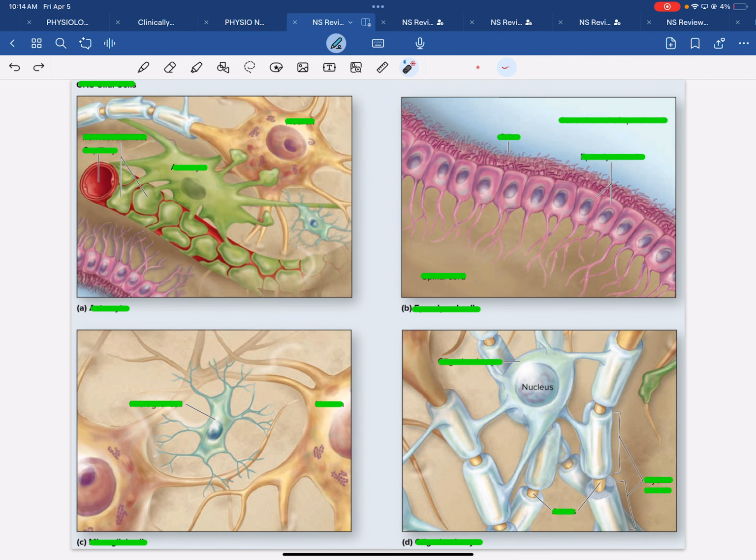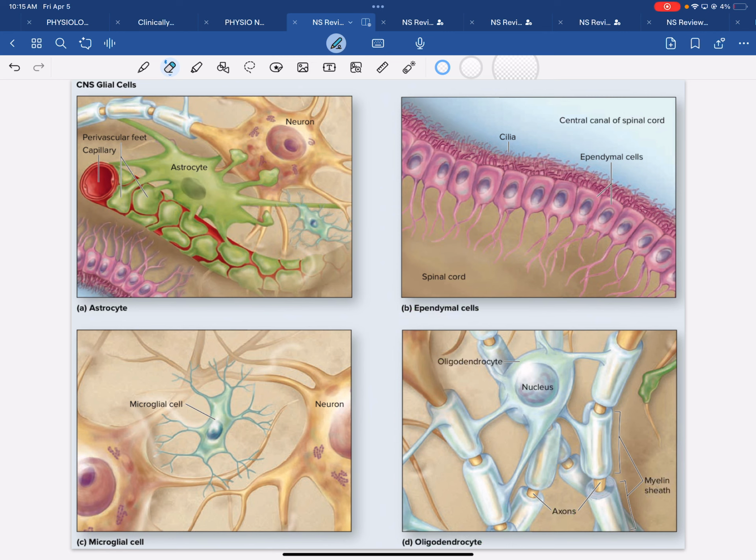All right, what are the four glial cells of the central nervous system? Astrocyte, ependymal, microglial cells. Nice, good, oligodendrocytes. Which one is this? Astrocyte. Good. These ones? Ependymal cells. Good. This one? Microglia. Good. Let's just uncover everything. And this one? Oligodendrocyte. Good.